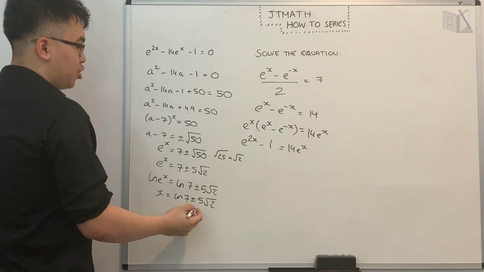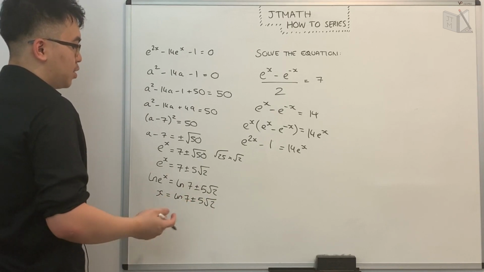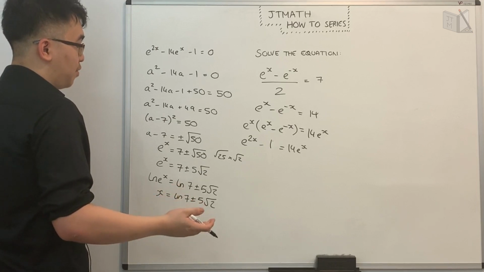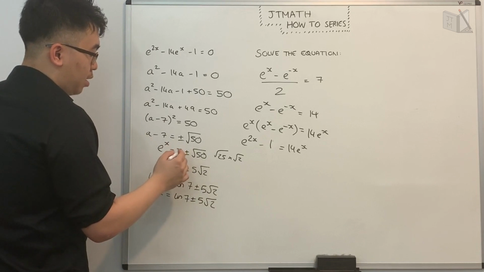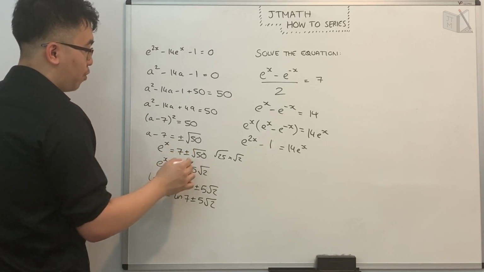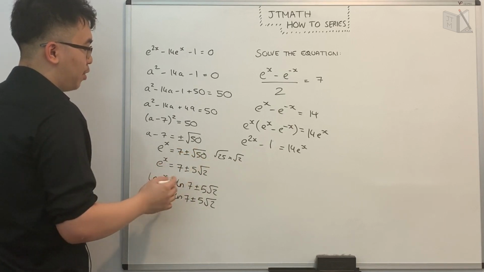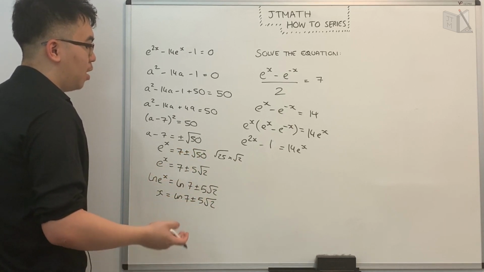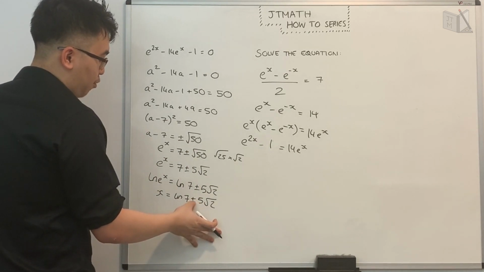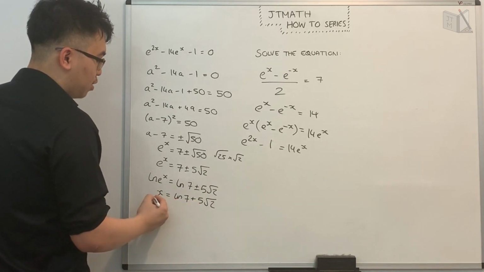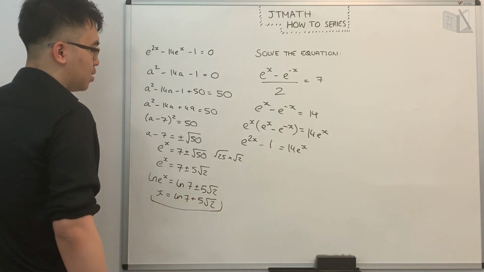And now we must pay attention because the domain of the ln function is only all positive numbers. And you should notice that 7 minus square root of 50 would be a negative number, because square root of 49 is 7, therefore square root of 50 must be some number a little bit higher than 7. So we don't want that, which means that our final answer is going to be x = ln(7 + 5√2).